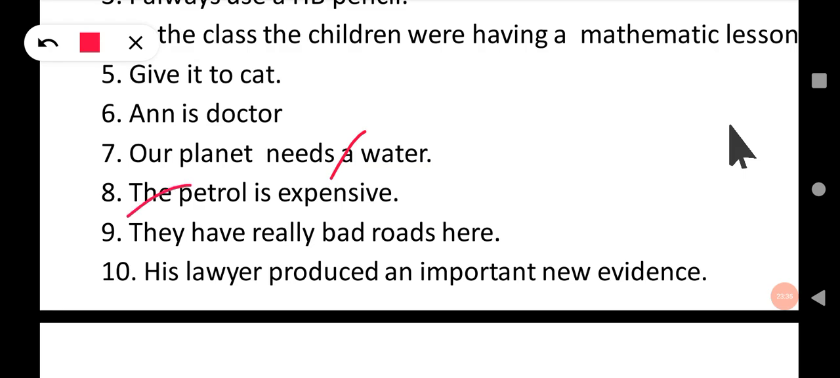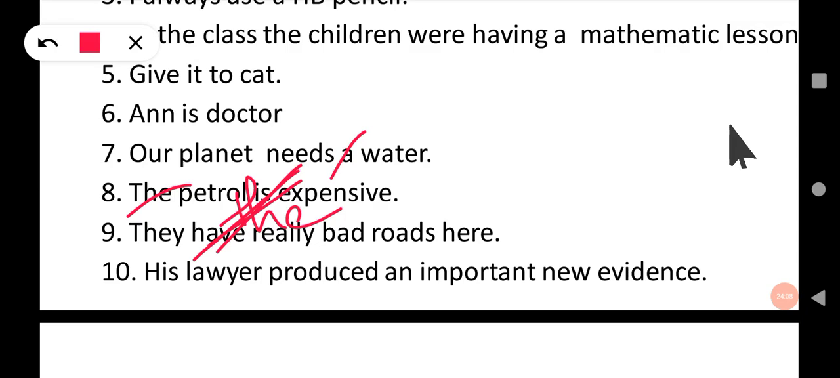Okay. Next one, "They have really bad roads here." Can you use it directly? Yes, you can. See, in the textbook "the" is used, but here you don't need to use any "the." They have really bad roads here. You're not specifying any roads there. If it were the worst roads here, then you would have to use "the worst roads," but here this is not specific. You need not use the "the" given in the textbook.